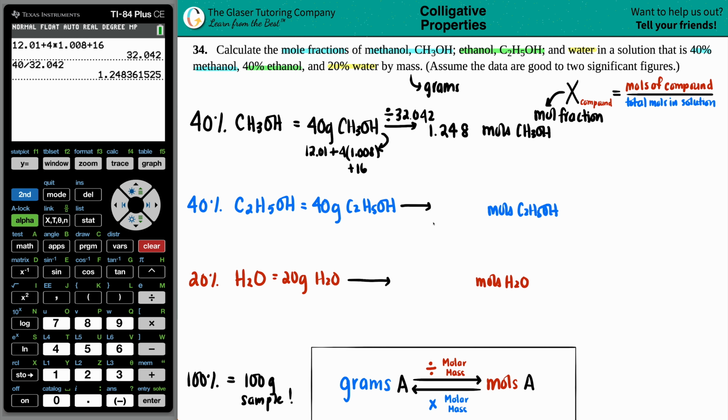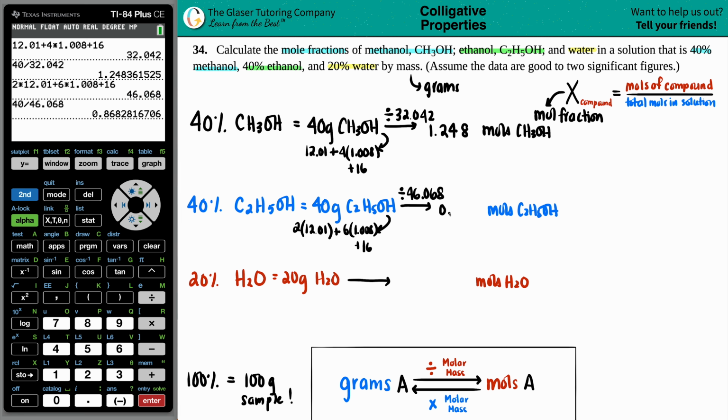1.248. That looks good. Let's do the same thing now for the ethanol, C2H5OH. You have 2 carbons now, so 2 times 12.01 plus a total of 6 hydrogens, so 6 times 1.008 plus the 1 oxygen, so that's 16. And I'm going to take the 40 grams and divide it by 46.068, because that's the molar mass.